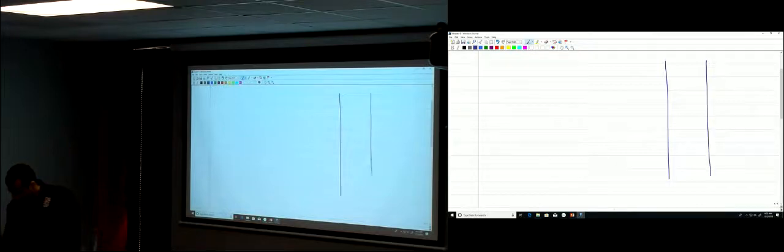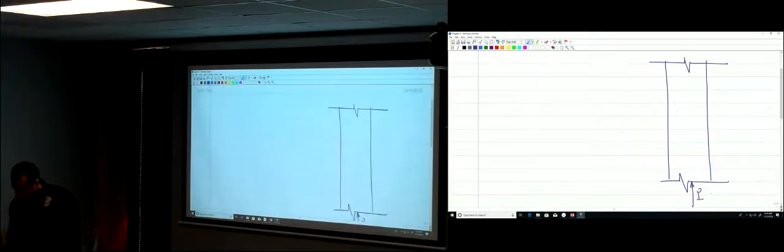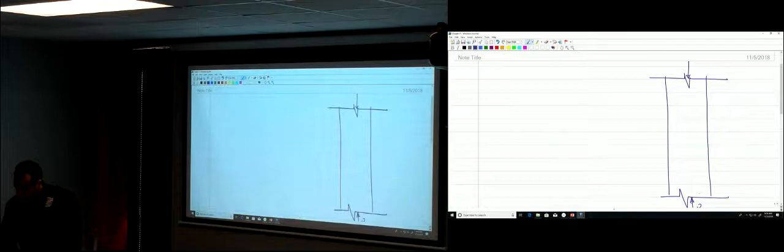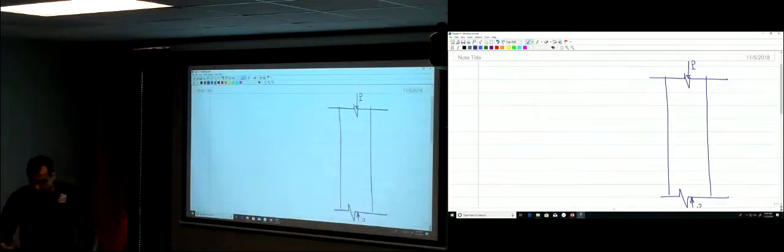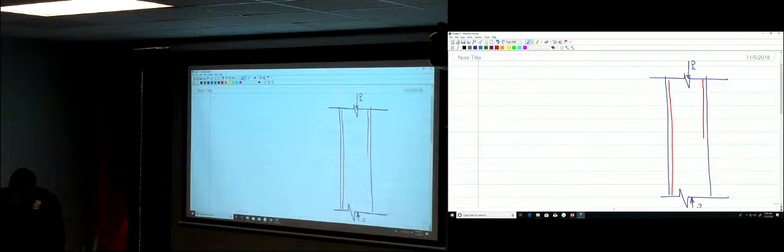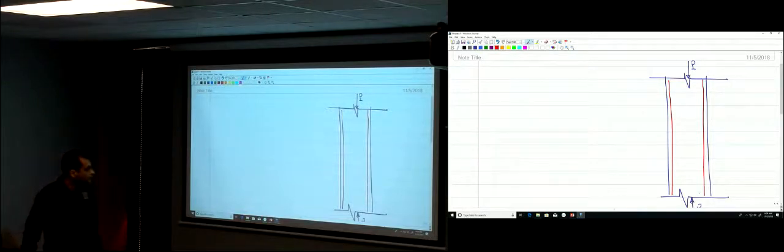So in a column, that's a column here, you have a compression force applied on that column, P, a normal force. You have concrete and you have steel. Your steel bars are going to be longitudinal like this, in the direction of the column, or the direction of the normal force on that column.